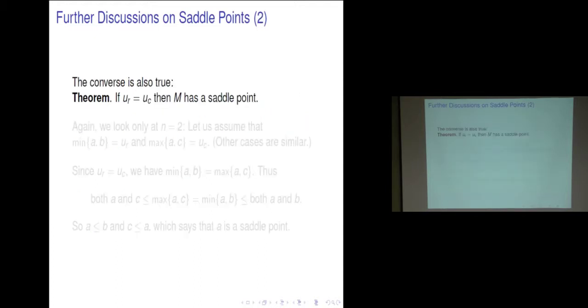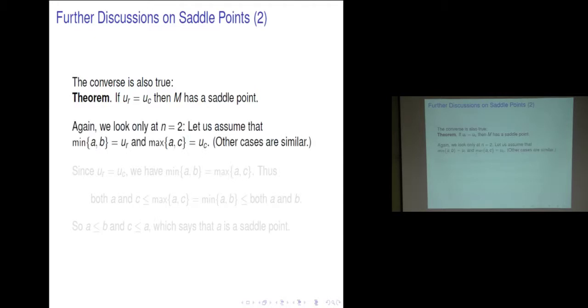Now, on the other hand, in general it's less than or equal to, but if you can achieve equality, if it happens to be equal, then M must have a saddle point. Again, we look at a simple case. There are lots of sub-cases, but let's assume the maximum of the mins is achieved at the first row, and the minimum of the maxes is achieved at the first column. Other cases are similar.